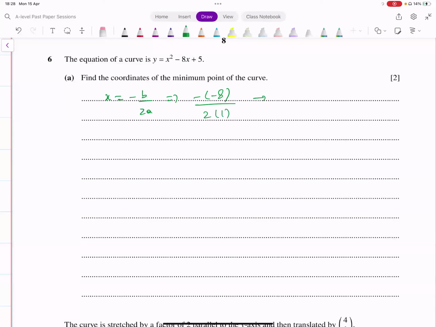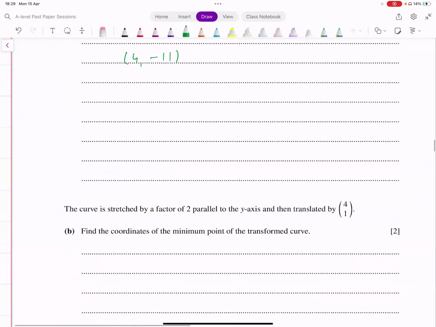Put this value back in the function, and that gives you 4 squared minus 8 into 4 plus 5. Okay, so what do we get from this? 16 minus 8 into 4 plus 5. That's minus 11. So the coordinates of the minimum point, therefore, are 4 and minus 11. You could use completing the square as well, although I would suggest the other two methods are easier. Minus b over 2a. You could use differentiation if you wanted. That would have given you the same result. Okay, that's the turning point, the minimum point.